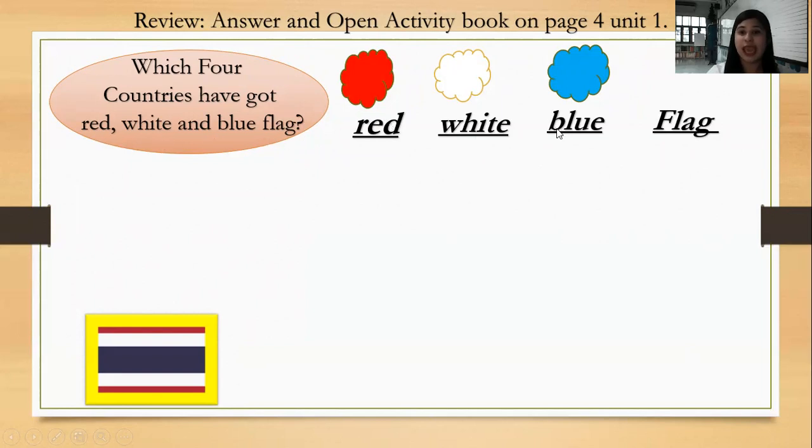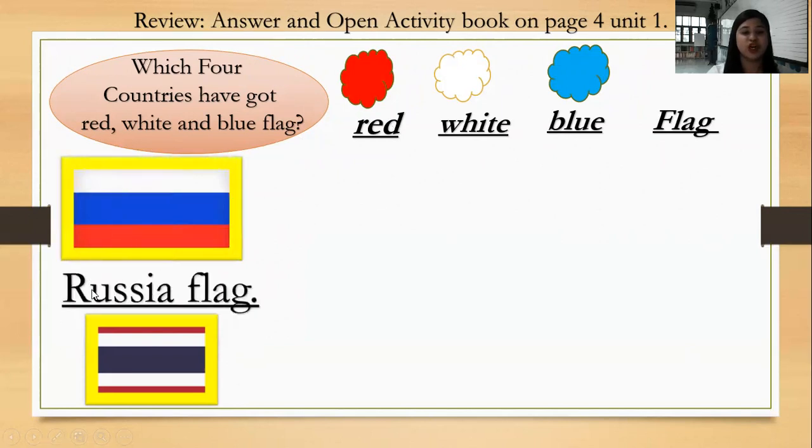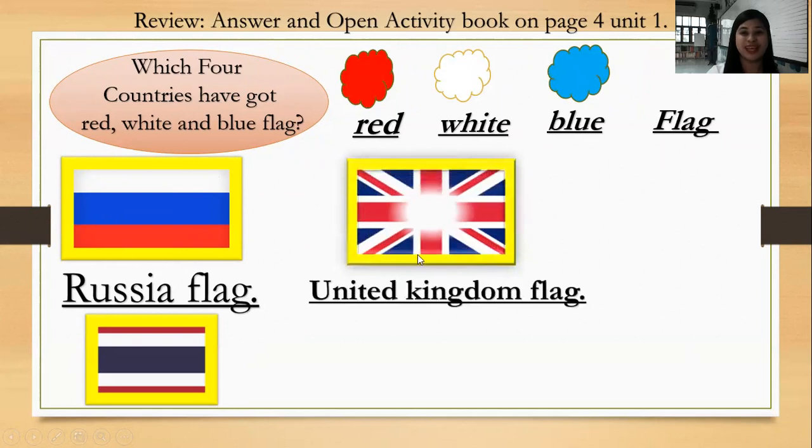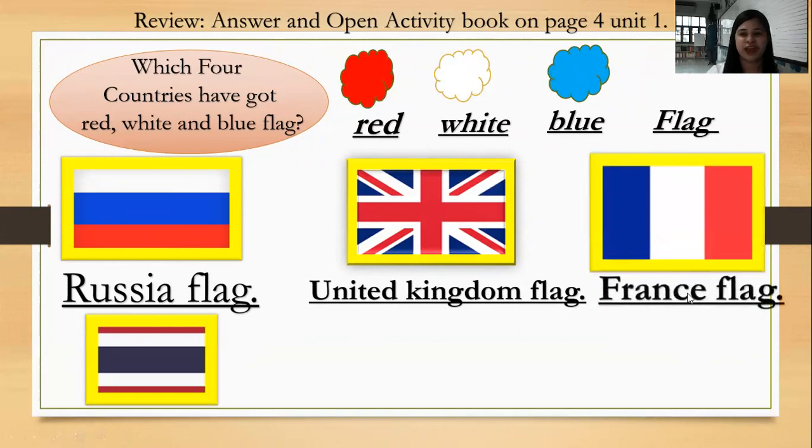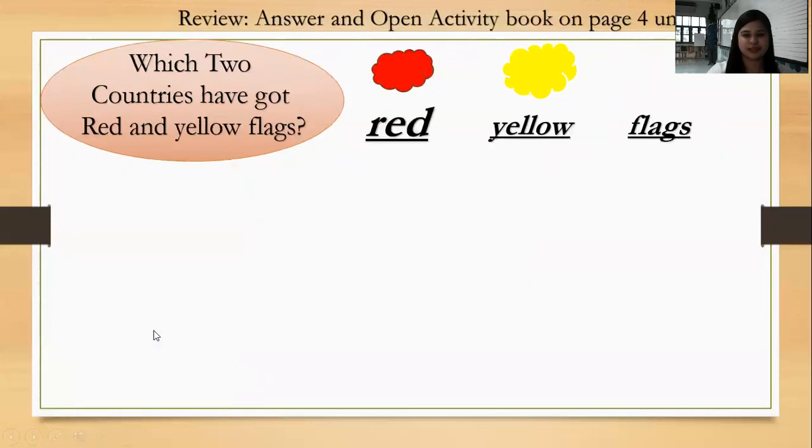Red, white, and blue flag. First, Russia flag. Red, white, blue. United Kingdom flag. Red, white, blue. Very good. Next, France flag. Blue, white, red. And last, Thailand flag. Blue, white, and red.